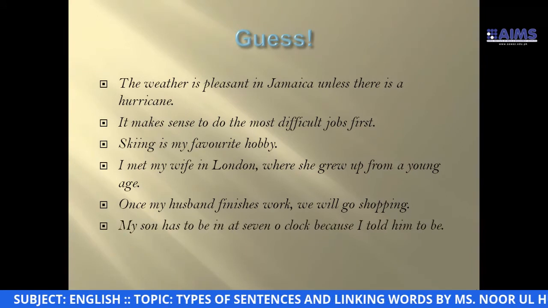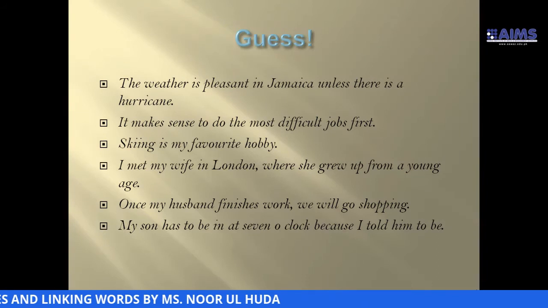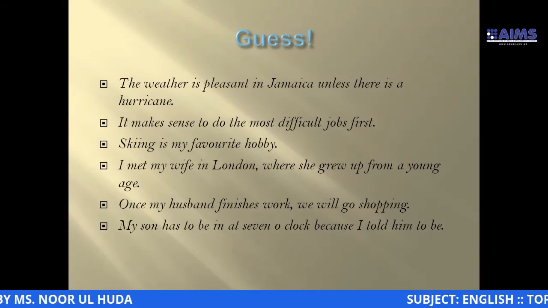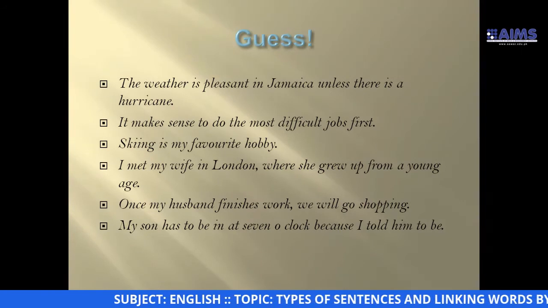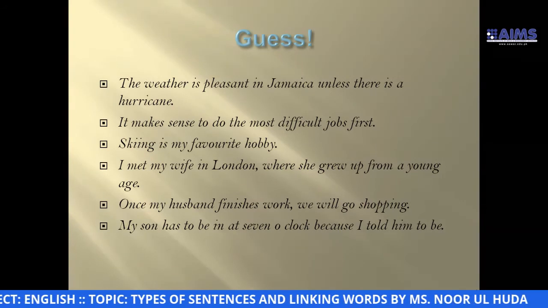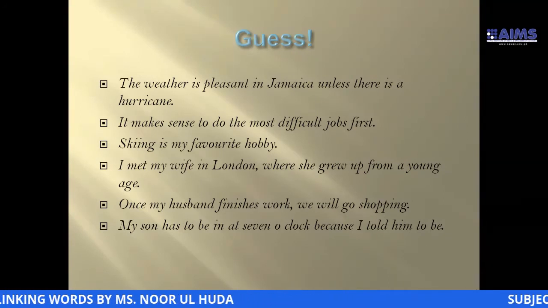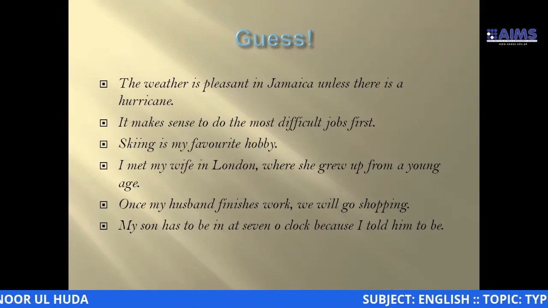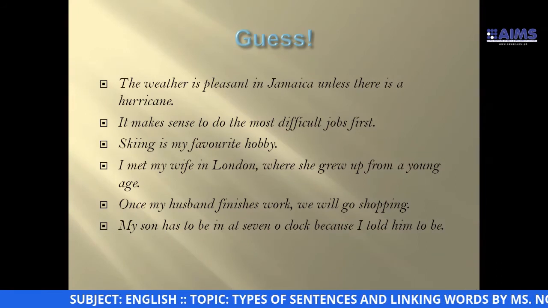My son has to be in at 7 o'clock because I told him to be. My son has to be in at 7 o'clock. Because is a coordinating conjunction. So if we use a coordinating conjunction between two sentences or two clauses, they form a compound sentence.